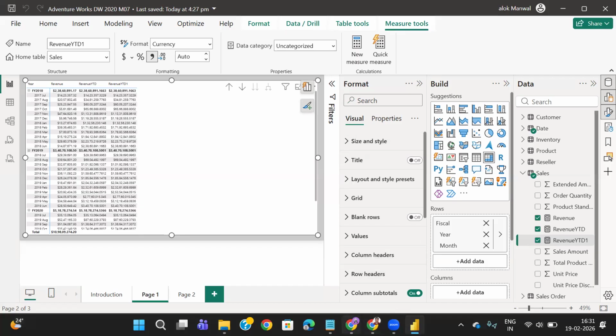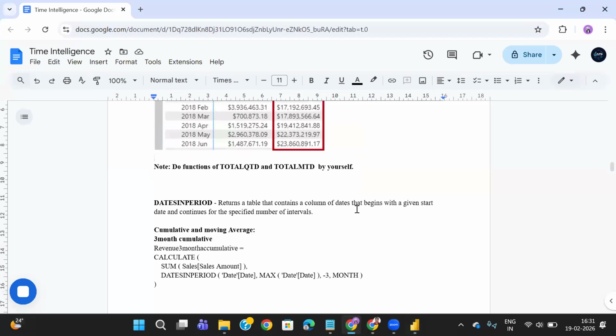So let me see how we are able to get the cumulative. We get the cumulative sum with the help of DATESINPERIOD. As the name suggests, what does DATESINPERIOD mean?